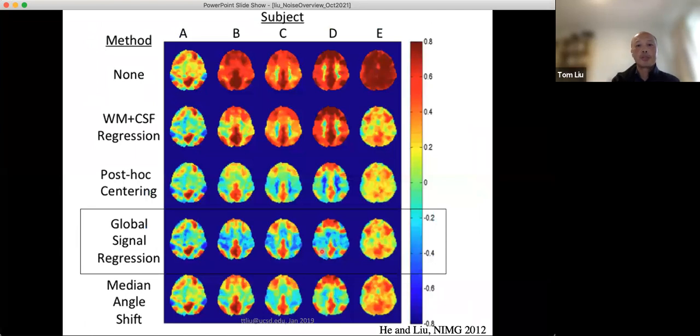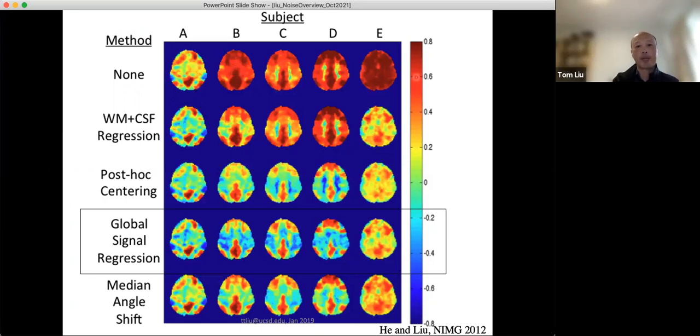So why is global signal still an issue? The main reason is because it's super useful to take out the global signal. So if you use the global signal as a regressor, that's called global signal regression. And what it means is, these are functional connectivity maps on 5 different subjects using a seed in the posterior cingulate cortex.